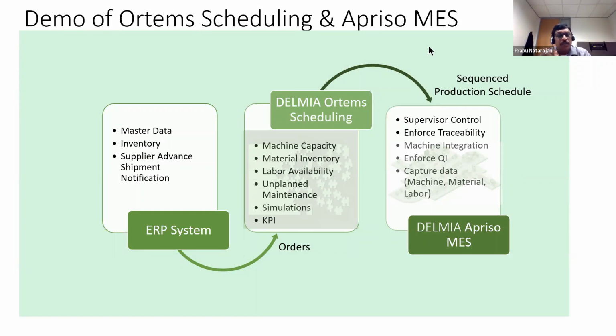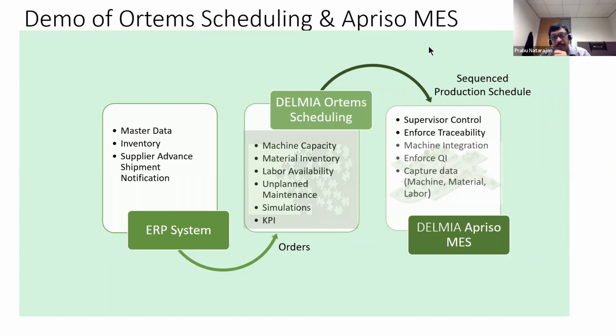Right. So this demo, we're going to start with taking data from the ERP system and loading it into Delmia Ortems, which is the advanced planning and scheduling system. And from there, after we do simulations and adjustments and get a firm schedule, we're going to take that sequenced production schedule and take it down into the Delmia Apriso manufacturing execution system.